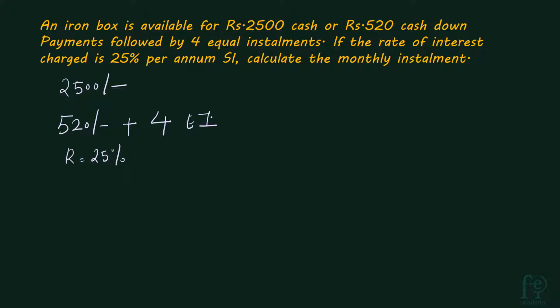So first you have to find out the principal. What is the principal? Principal is equal to 2500 minus 520. Either 2500 is the total amount, or you are giving 520 cash down payment. So just like in the previous video, you find the principal by subtracting 520 from 2500. So 2500 minus 520 gives you 1980.